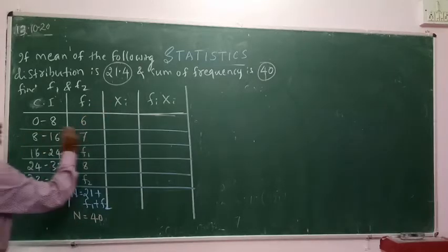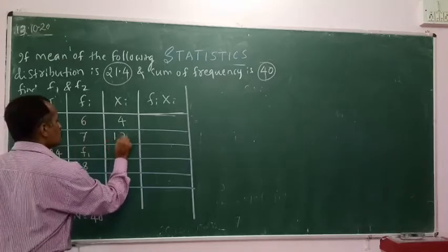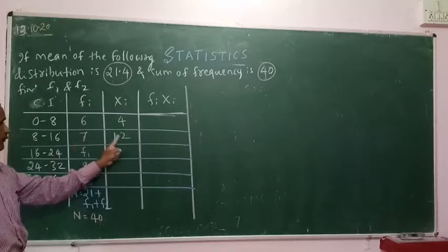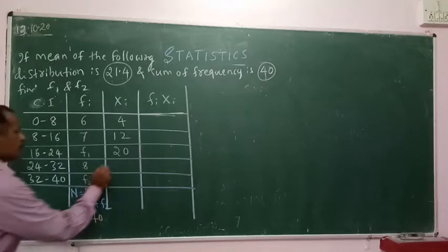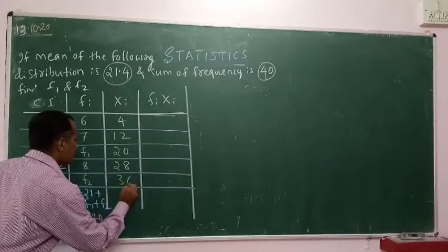0 plus 8, 8 by 2 is equal to 4. 24 by 2 is equal to 12. The difference is 8, so add 4 more: 16 plus 4 is 20, 24 plus 4 is 28, 32 plus 4 is 36.